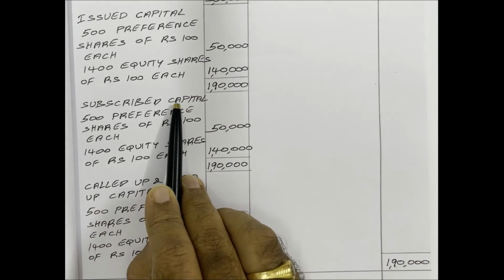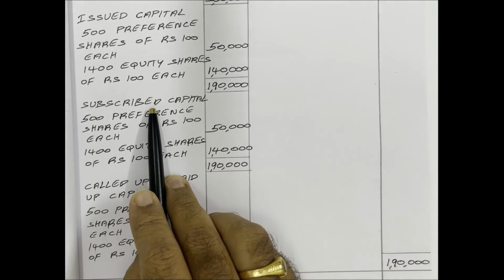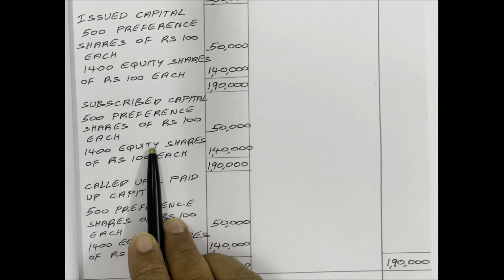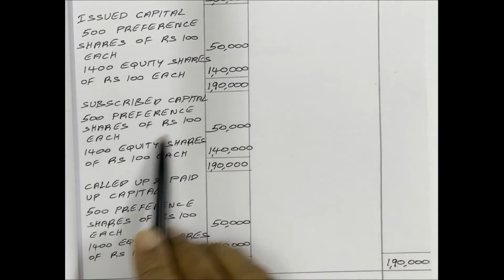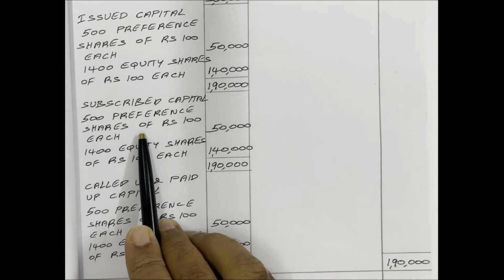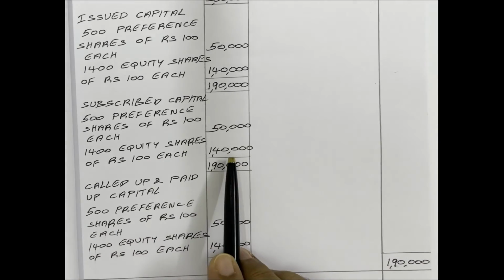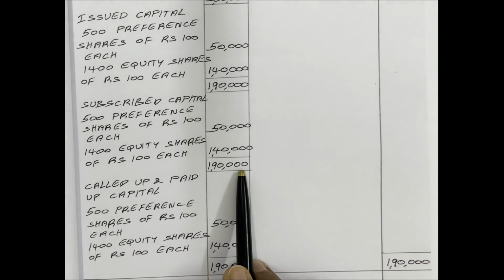Next is subscribed capital. See, issued capital and subscribed capital are the same only. The public applied for 500 preference shares and 1400 equity shares. Therefore, both are the same. But separately we have to show now. That is why I am showing subscribed capital separately. 500 preference shares of 100 rupees each, 50,000. 1400 equity shares of 100 rupees each, 1,40,000. Total subscribed capital is 1,90,000.